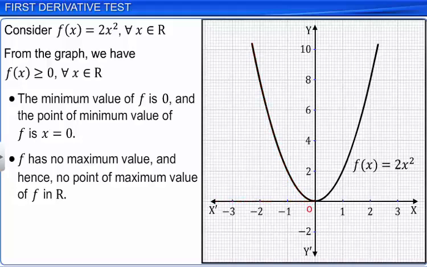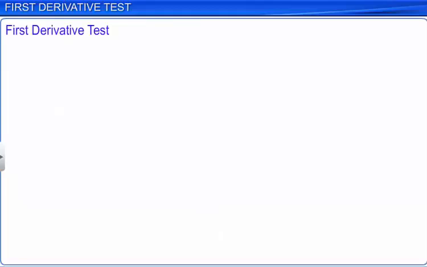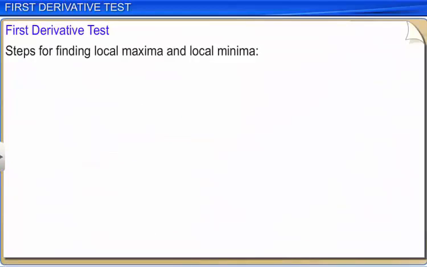In addition to this method, there is another method known as the first derivative test, which is quite frequently used to find the minimum or maximum value of a function. Let's learn about this method step by step in detail and find the local maxima and the local minima of the function f of x is equal to 2x squared.